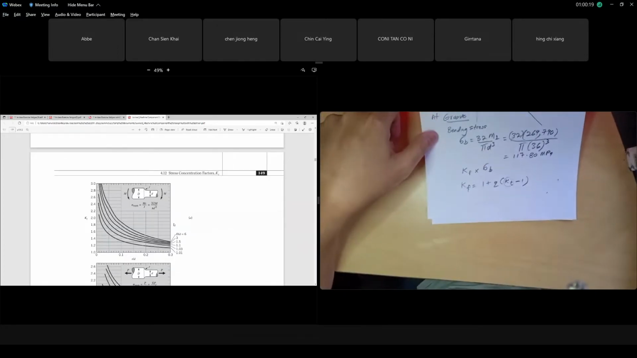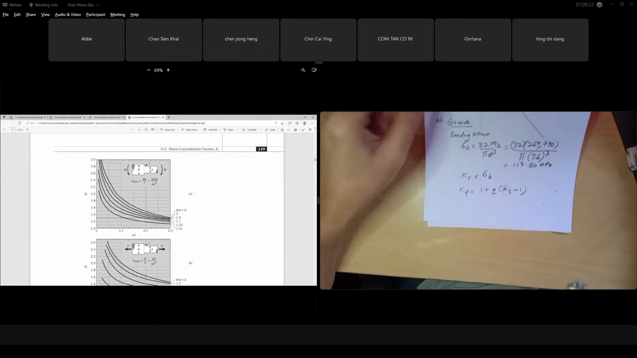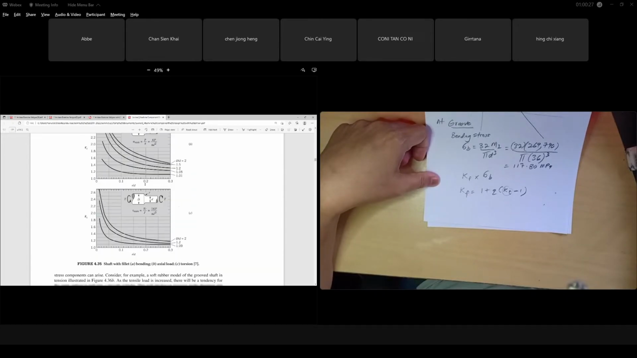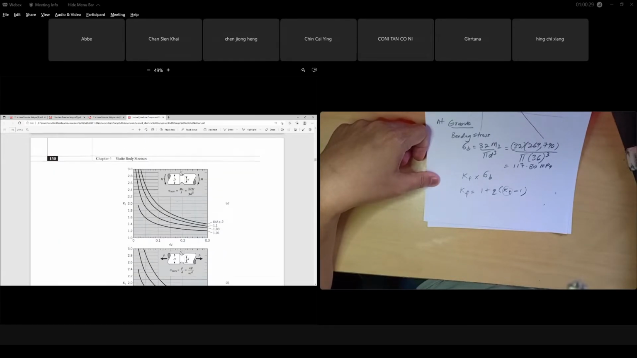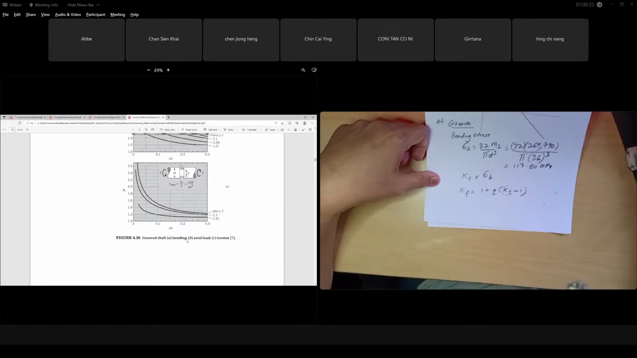Okay, this is Kt, but this is not the groove. We focus on the groove first. This one is shoulder, right? We skip all this shoulder case. Can you see the groove? Figure 4.36 is for the groove of the shaft.